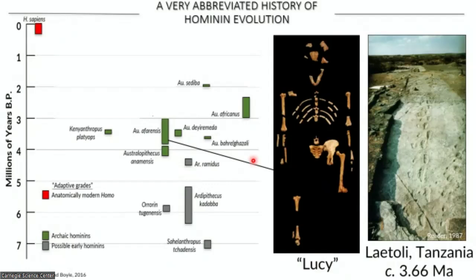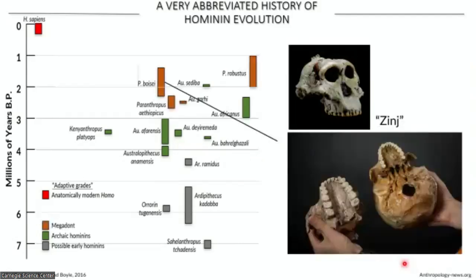Lucy comes from a species called Australopithecus afarensis. And afarensis were small-bodied apes that were bipedal. We know that they were bipedal by the footprints that they left behind. You can see those footprints in the image on the right that are attributed to afarensis.